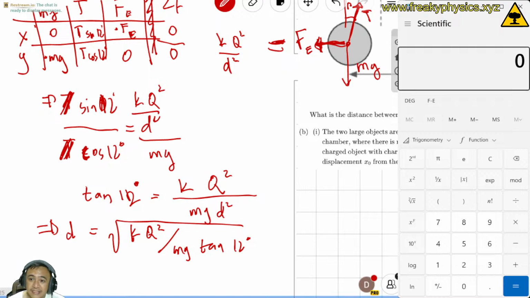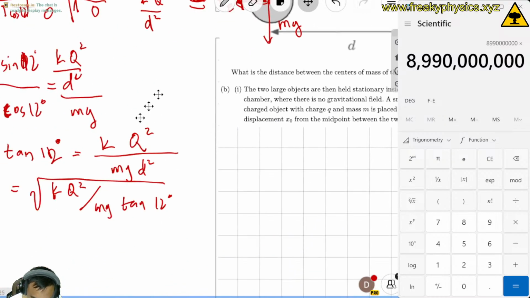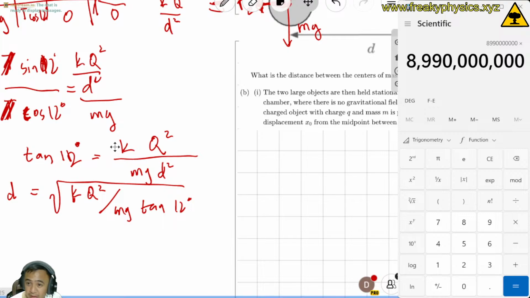All right, so let's just do that real quick. So what's the value here? K was 8.99 exponent raised to 9 times the charge. What the charge is, let's go back to the problem. Okay, charge is 5 microcoulombs, so that's going to be 5 times micro, which is minus 6. So times 5 exponent negative 6, and then we square that.